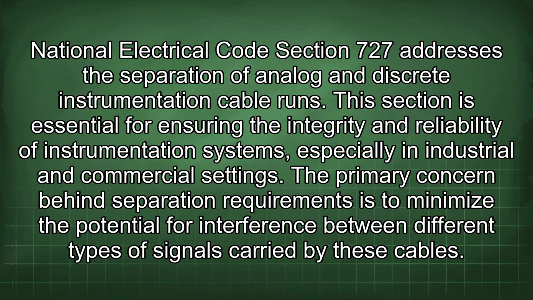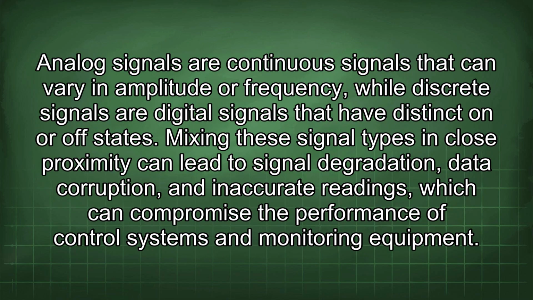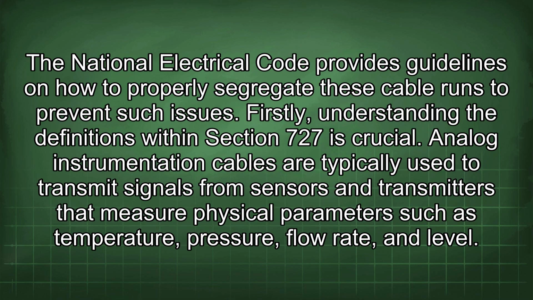these cables. Analog signals are continuous signals that can vary in amplitude or frequency, while discrete signals are digital signals that have distinct on or off states. Mixing these signal types in close proximity can lead to signal degradation, data corruption, and inaccurate readings, which can compromise the performance of control systems and monitoring equipment. The National Electrical Code provides guidelines on how to properly segregate these cable runs to prevent such issues.